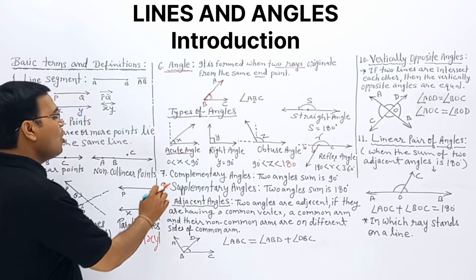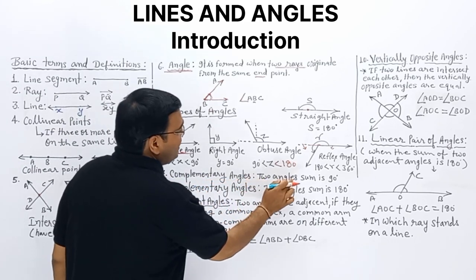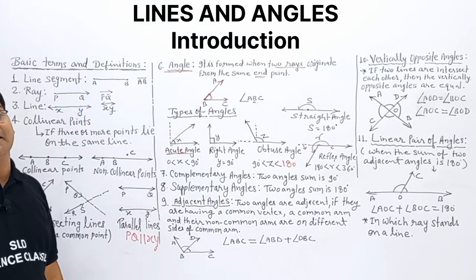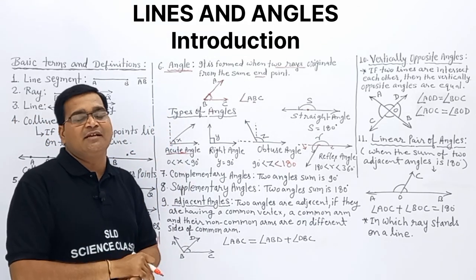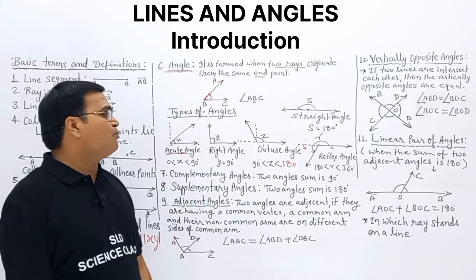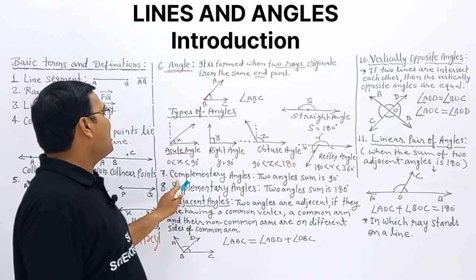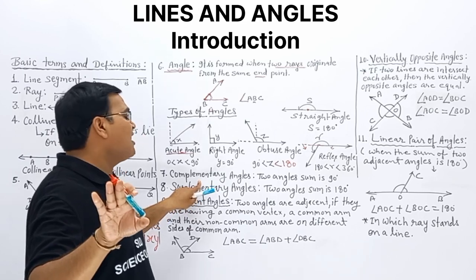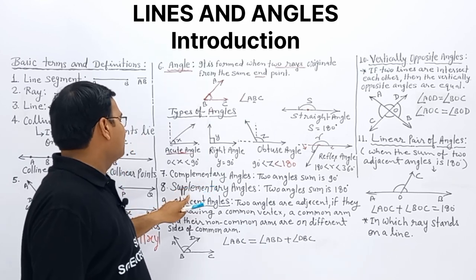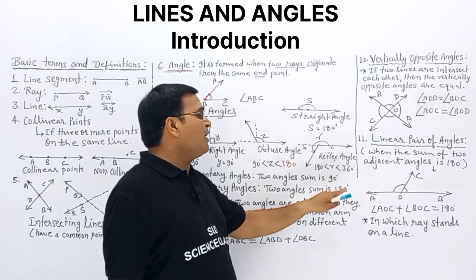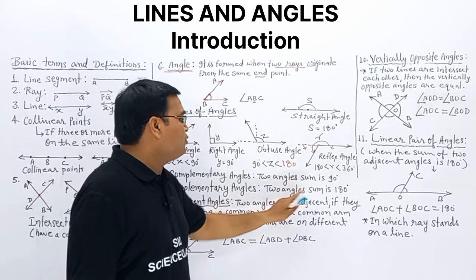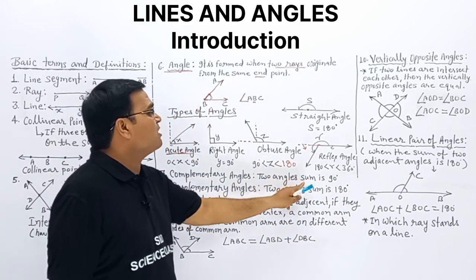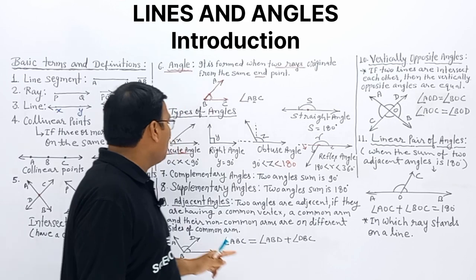So now complementary angle and supplementary angle. Observe, both are easy. Complementary means two angles whose sum is 90 degrees. We have two angles, and the sum of both angles will be what? 90 degrees. Then we say complementary. If two angles have a sum of 180 degrees, they are called supplementary angles. Two angles whose sum is 90 degrees, they are called what?